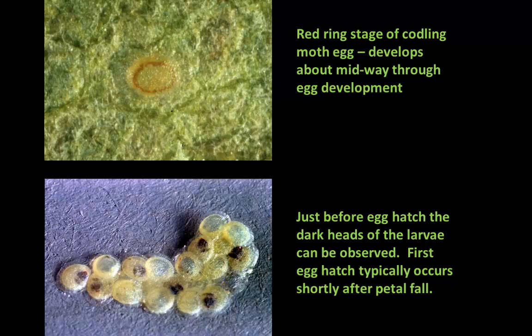If you do observe the eggs, you can notice some indications of how far along it is in development. About halfway through egg development, you'll start to see what's called the red ring stage. And a couple of days before the caterpillars will emerge from the eggs, you'll see little dark heads. First egg hatch typically occurs shortly after petal fall, so the synchrony of the first generation is timed about the time that petals have dropped.